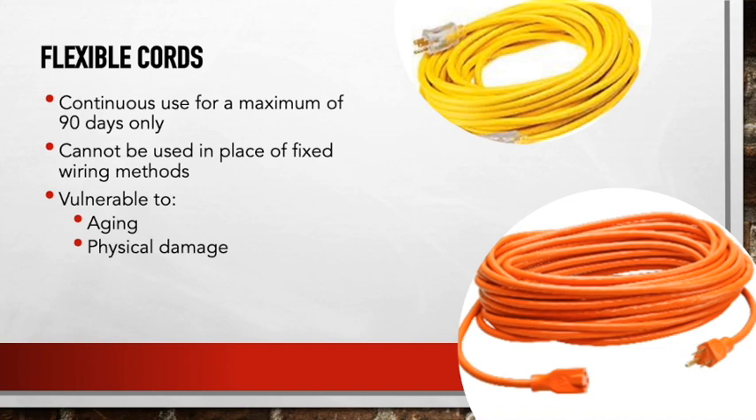Flexible cords: one of the bigger OSHA violations out there, and in fire inspection violations, include flexible electrical cords.